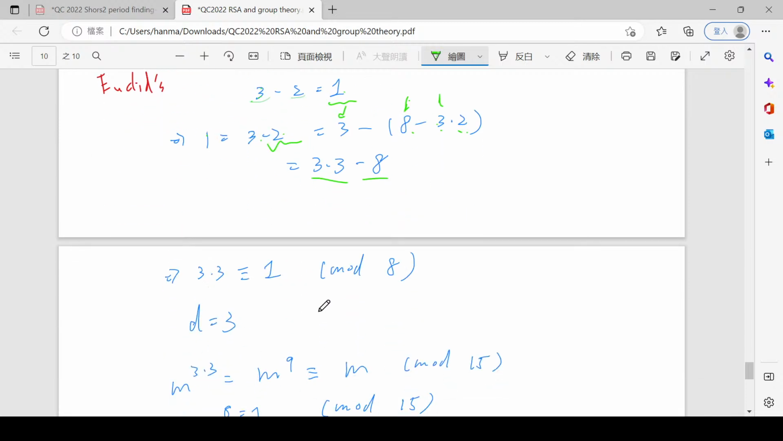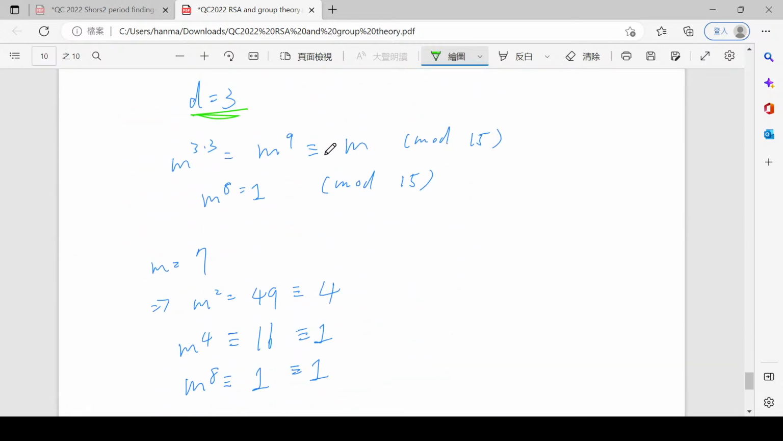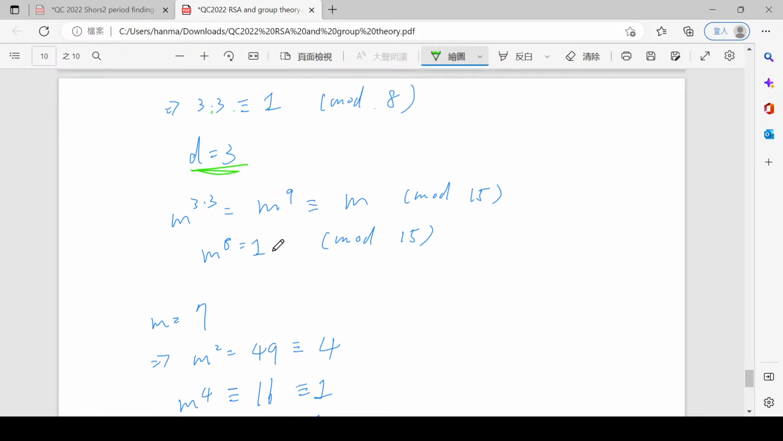Then you take mod 8 on both sides. On this side, obviously 1 mod 8 is still 1. And when you mod 8, the 8 disappears. So you have 3 times 3 equal to 1 mod 8, and you know d is also equal to 3. So that's how you find d. So it happens to be d equal to e. And then you can check that it also works out.